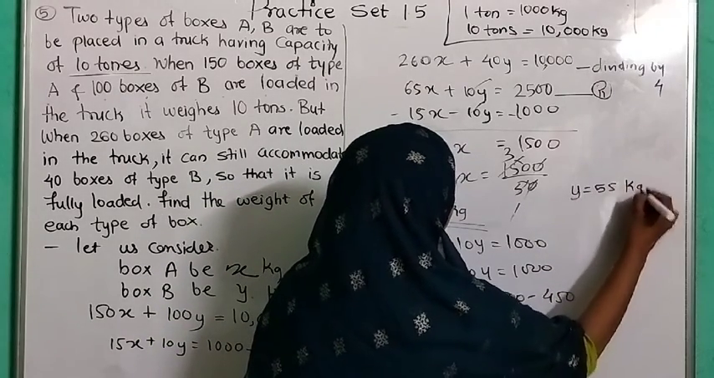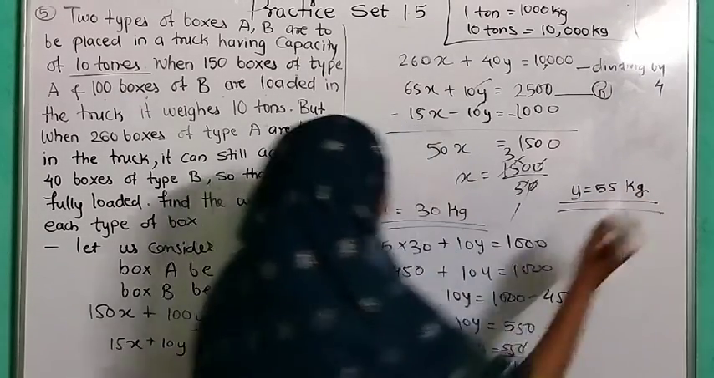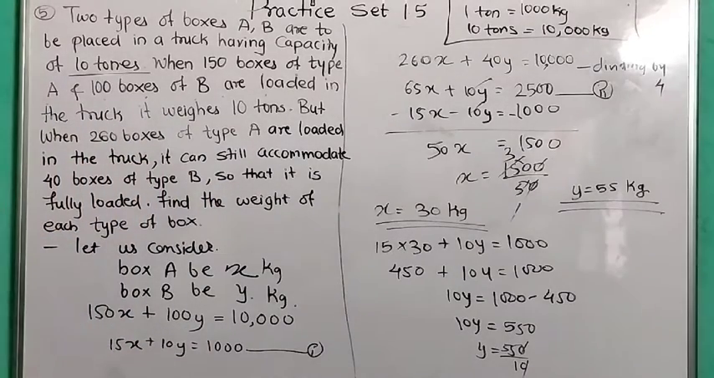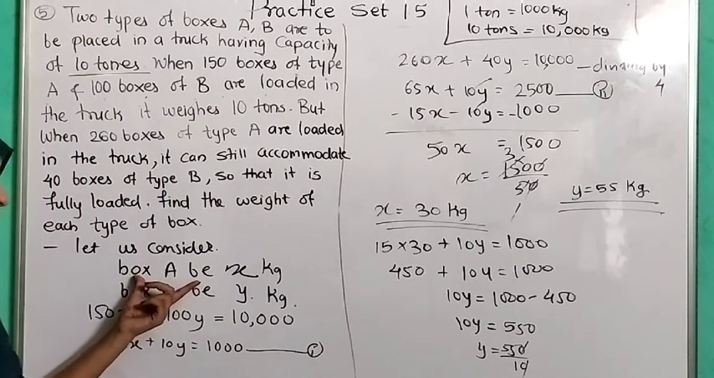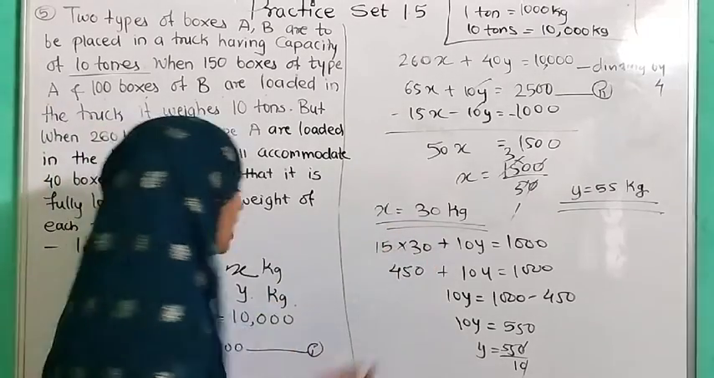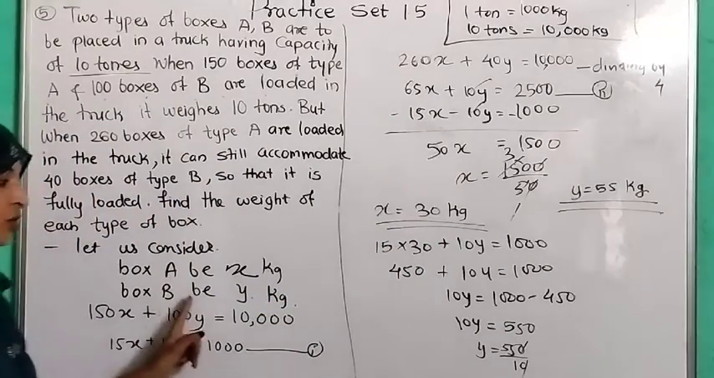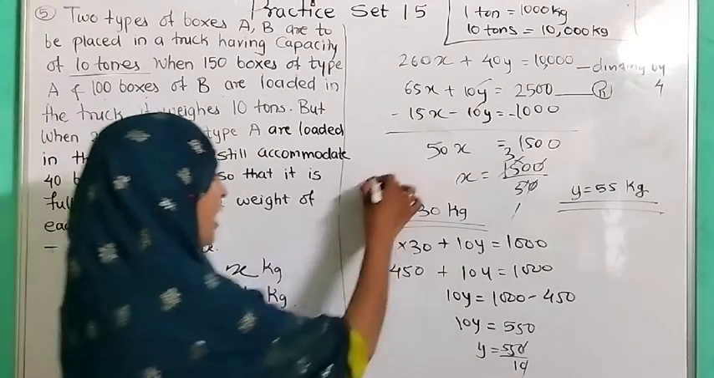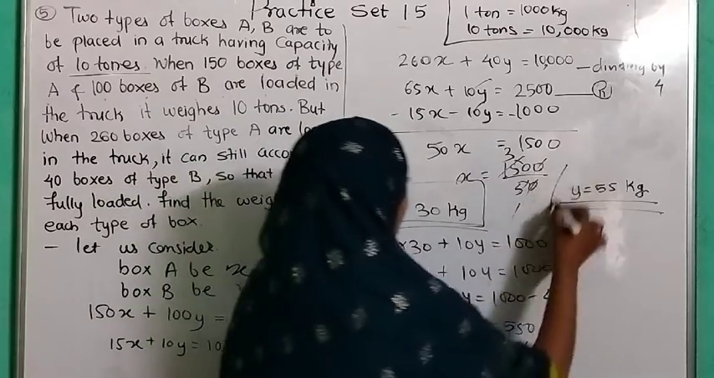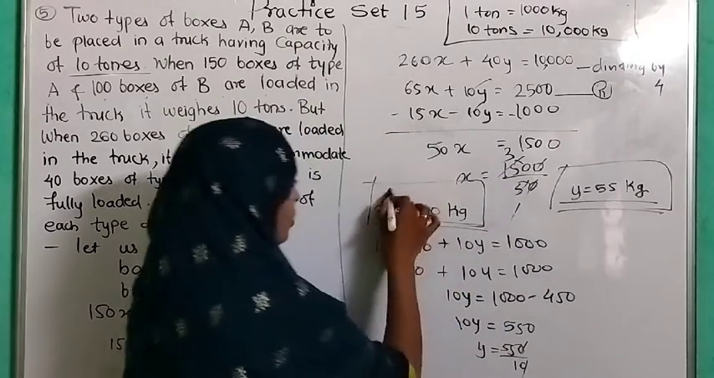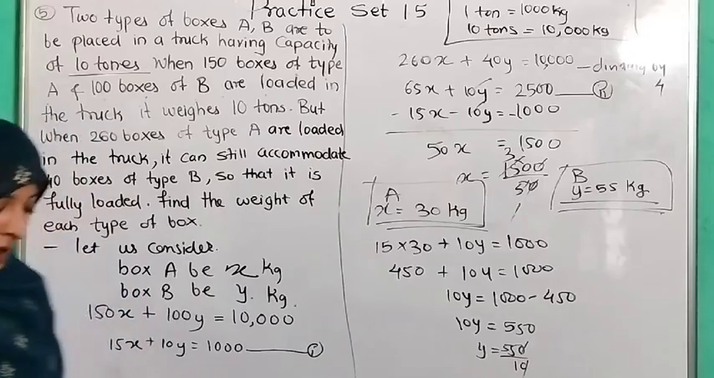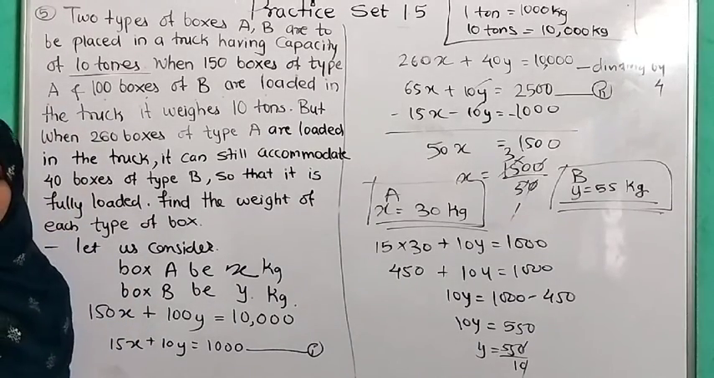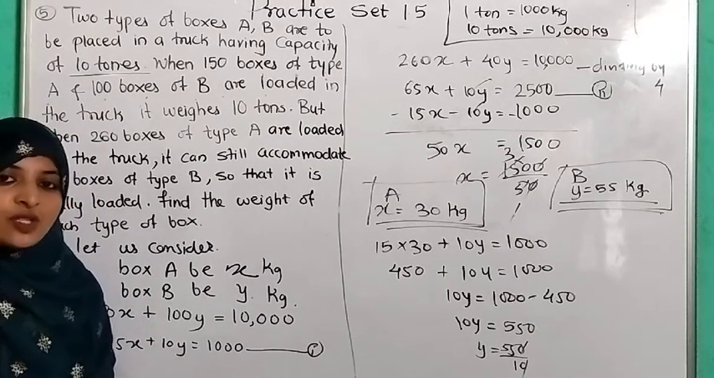So hence we get the weight of A box and B box. The weight of A box is equal to 30 kg and the weight of B box is equal to 55 kg. So the value of x and y, means the value of A box and the value of B box. Now we are going to discuss our last question.